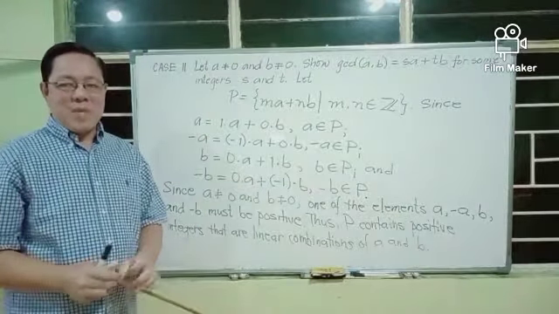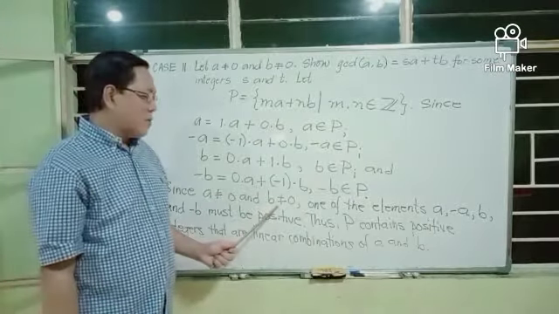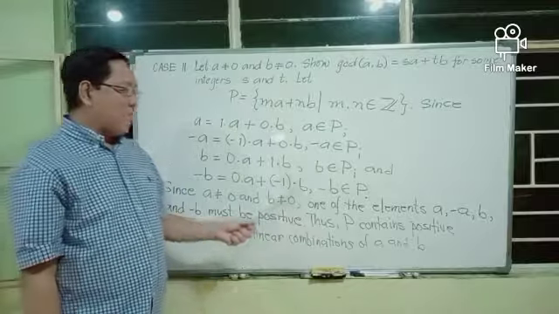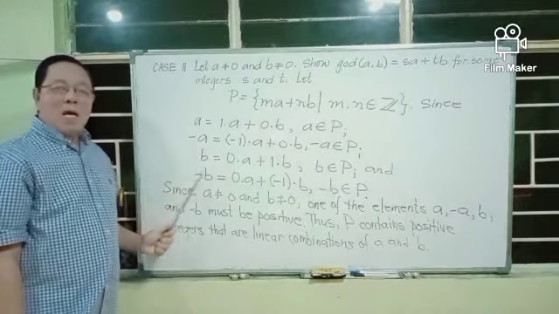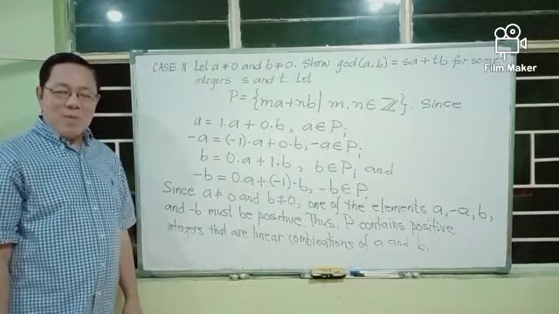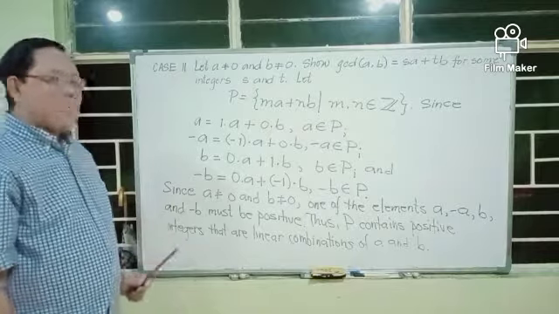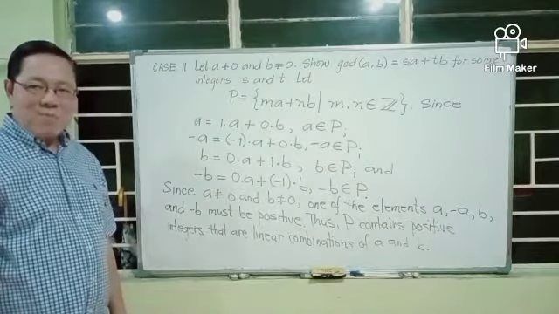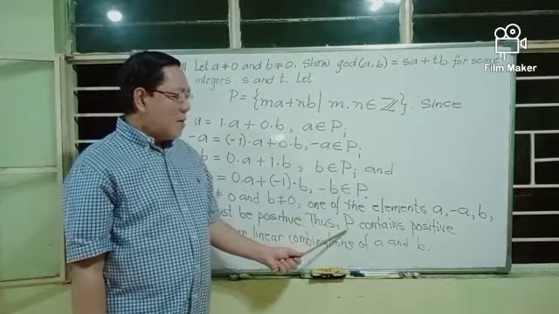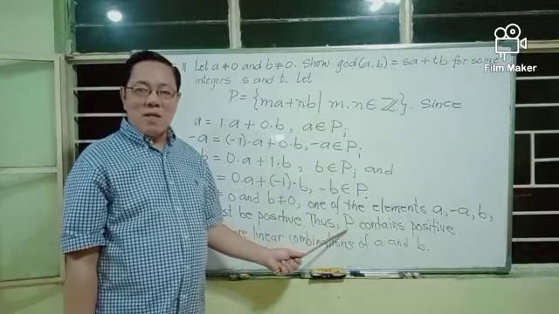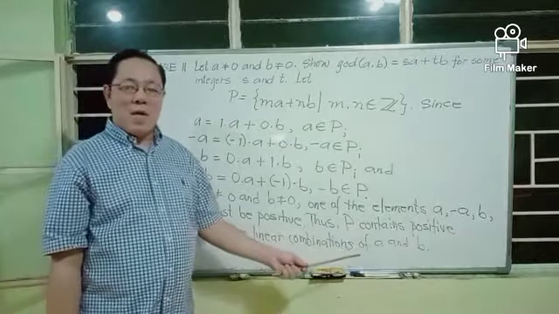Again, we say that because a is not equal to 0 and b is not equal to 0, one of the elements of P, one of these four elements of P: a, minus a, b, and minus b, must be positive. And because these are elements of P and one of them must be positive, then P must contain some positive integers that are linear combinations of a and b.